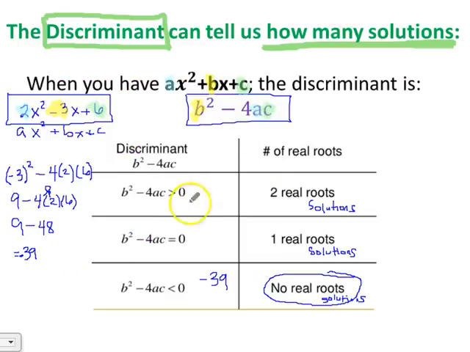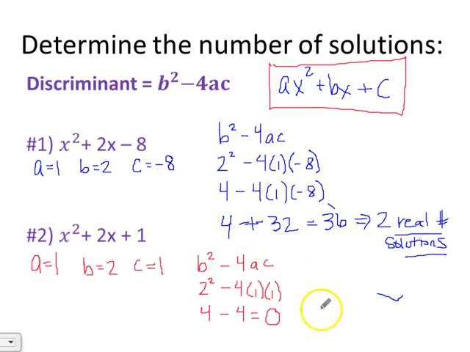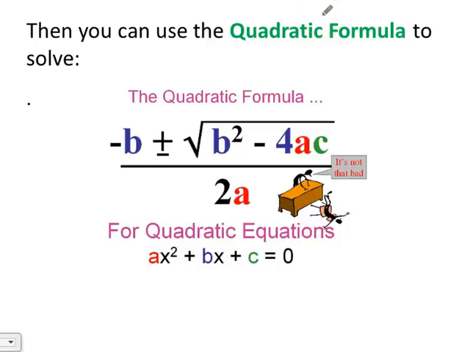How many solutions when our discriminant is equal to 0? 1 real number. So because our discriminant was equal to 0, we know that we've got 1 real number solution. That discriminant, again, is just to let us know how many solutions we should expect when we actually solve the quadratic equation.